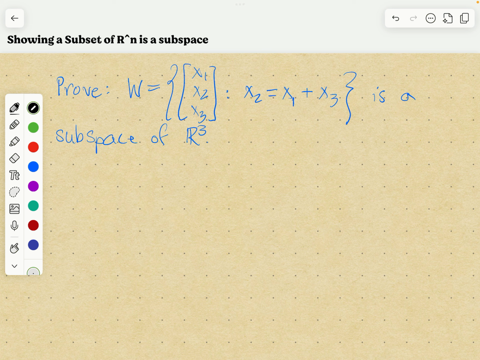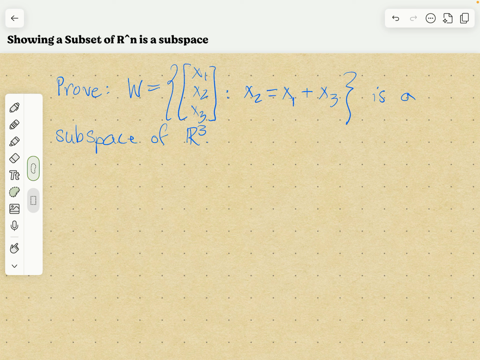Okay, in this video I want to do an example of proving that a subset of Rn is a subspace. So here's a typical example. Prove that the set W, which is the set of x1, x2, x3 such that x2 equals x1 plus x3, is a subspace of R3.